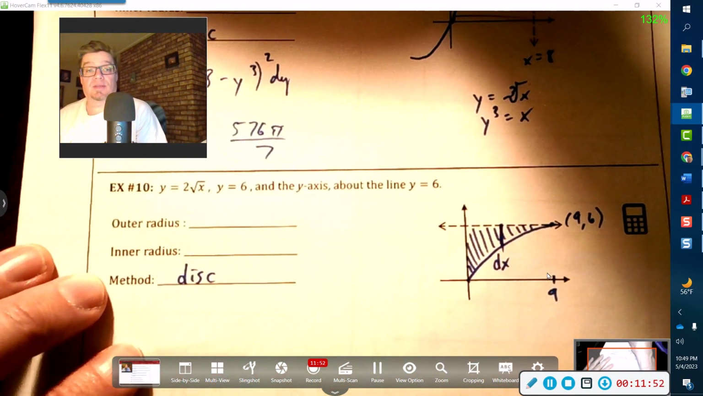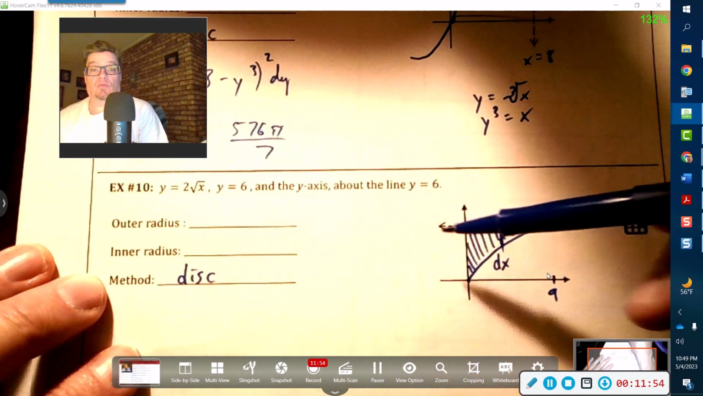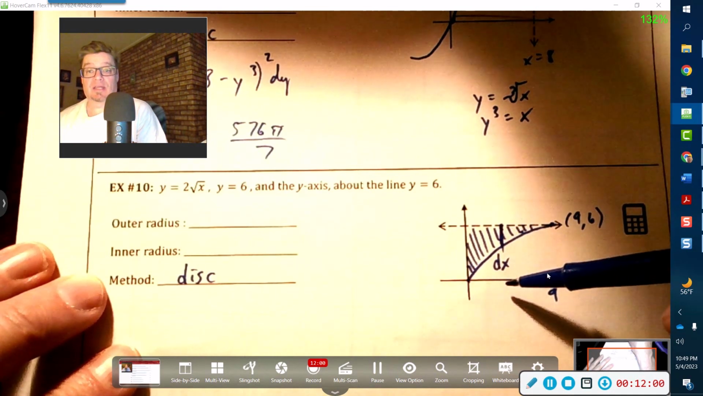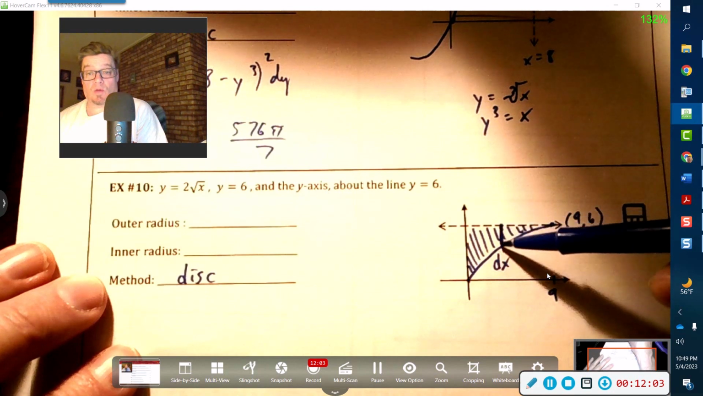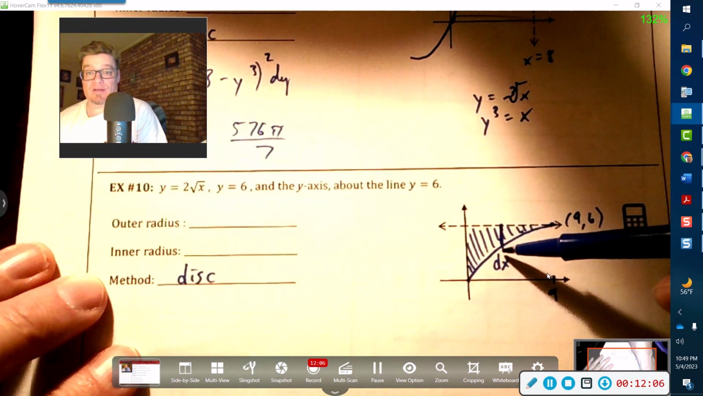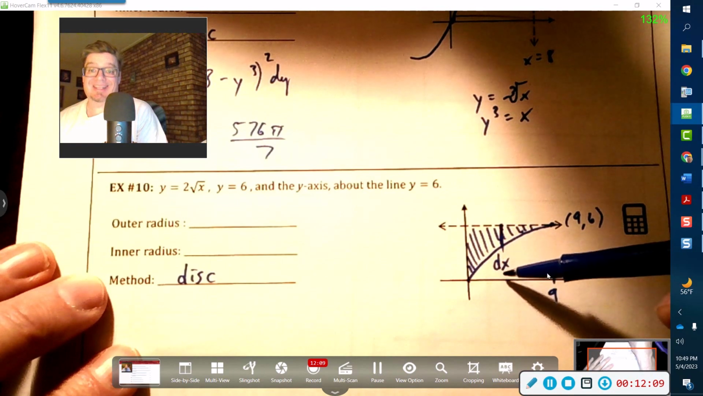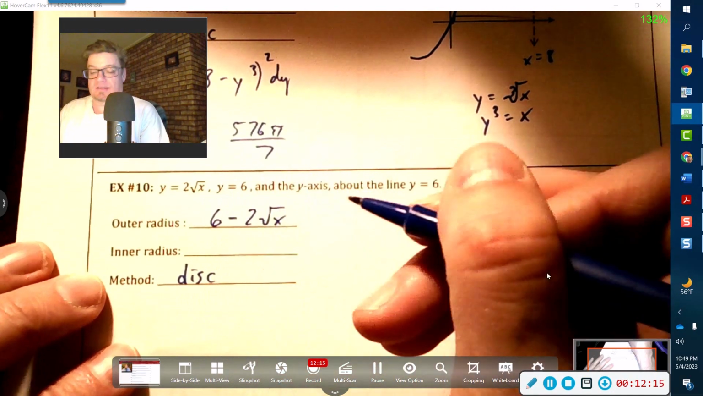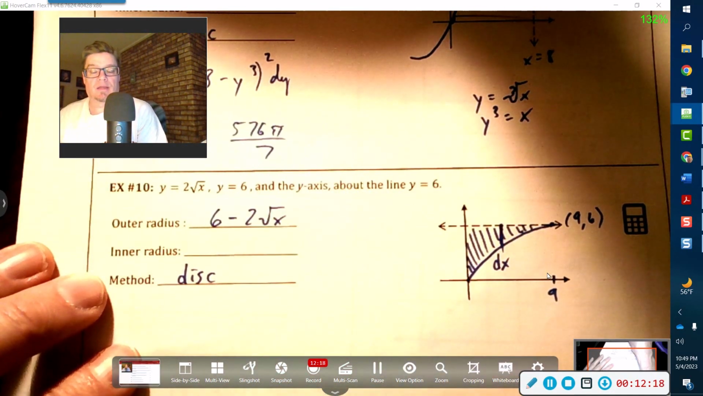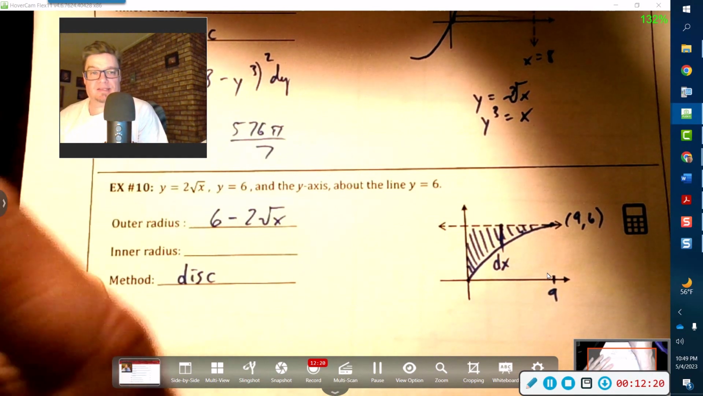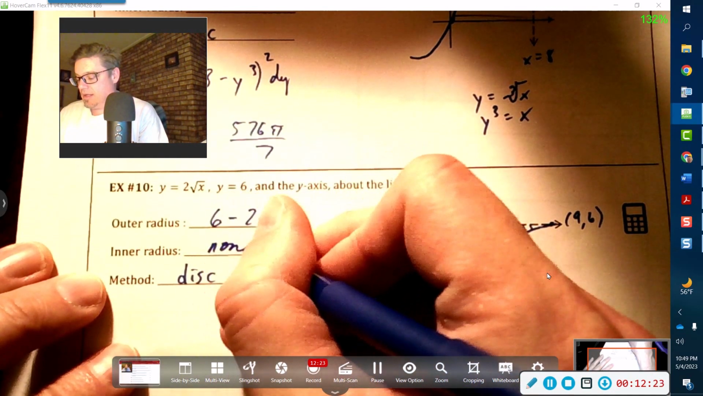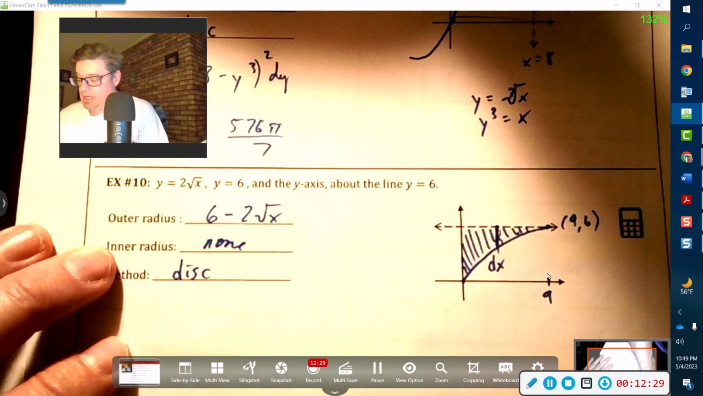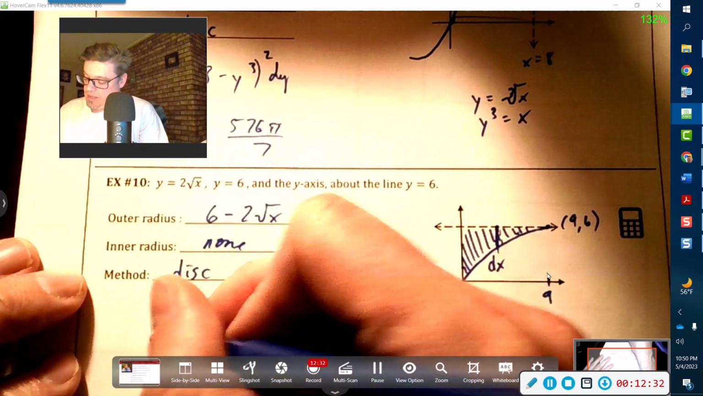But let's make sure that we get that outer radius correct. The outer radius, this big distance from here to here, is actually 6. But I don't want the whole 6. It's not a rectangle. I've got to get rid of this piece right here, and that distance is 2 radical x. So this is 6 minus 2 radical x. That is the outer radius. Now, because it's a disk, there is no inner radius, because there's no hole. It's not a bead or something like that. So we go from here.